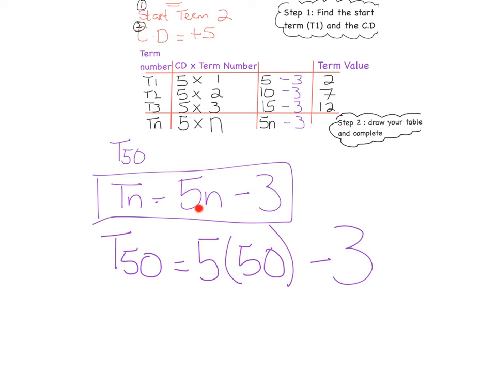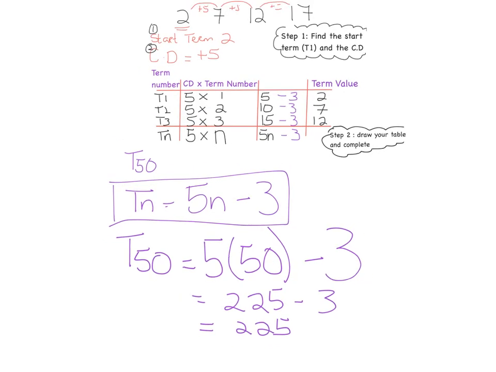But you can see here that there's no plus or minus in between these, which means that this is attached, and it means it's 5 times 50 minus 3. And 5 times 50 is going to give me 250 minus 3. So the number that is term 50 in this sequence that started off as 2, 7, 12, the 50th term here is 247. So there's a lot to take in there.